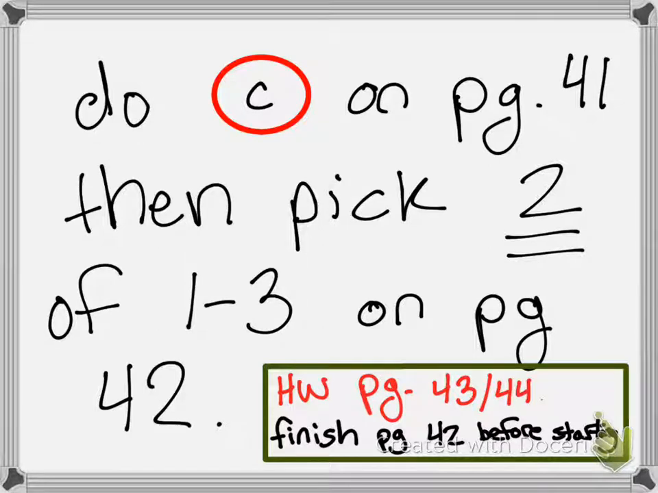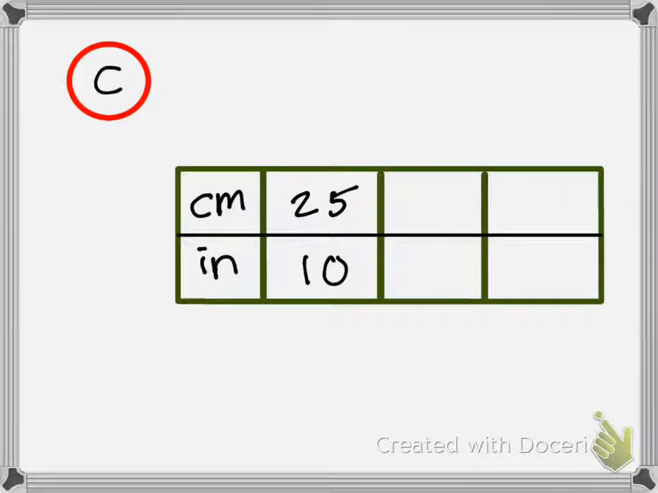Sound good? So here's how we do C. On the chart, it already tells us there's 25 centimeters to 10 inches. And it gives us the end answer we want, the 105. Does 25 multiply to 105? No, it doesn't. So we're not going to estimate it that way, but we are going to be close.